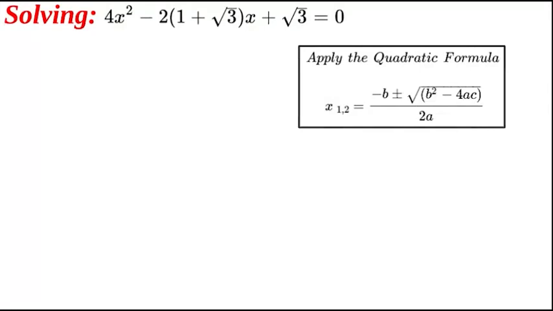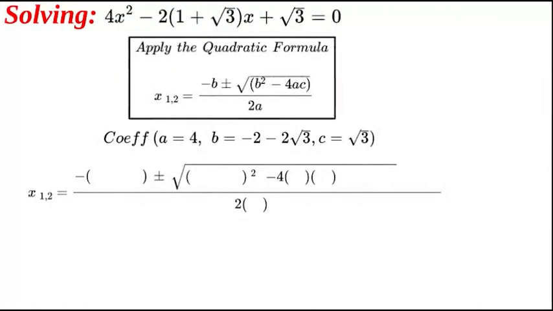Use the quadratic formula and we're going to get the coefficients of the variables. So first of all, we're going to get a is equal to 4, multiply in by your negative 2 here, and we get b is equal to negative 2 root 3, and c is equal to the square root of 3 as well.